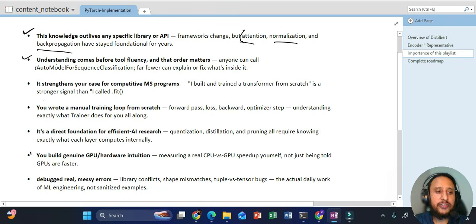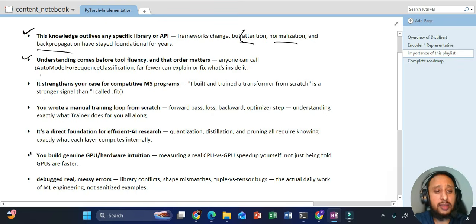The second point is understanding comes before tool fluency. If you have an idea of how these LLMs work internally, then you can perform better with the tools. Let's say we have a library that is mostly used for fine-tuning models, and there are hundreds and thousands of models over there. We will be discussing that, because we will start with that. That is the Hugging Face library.